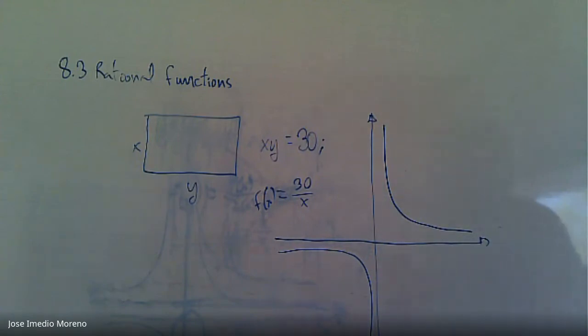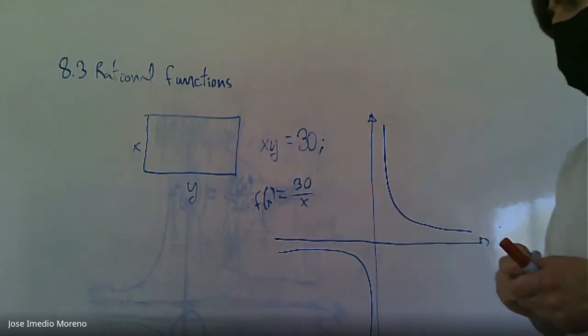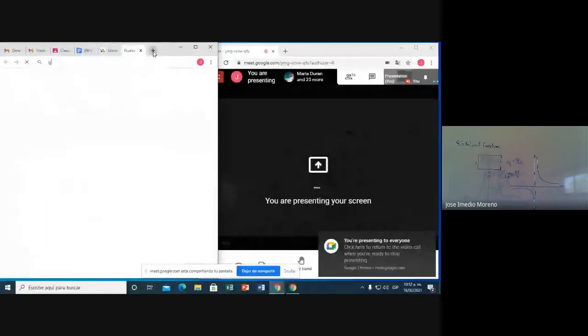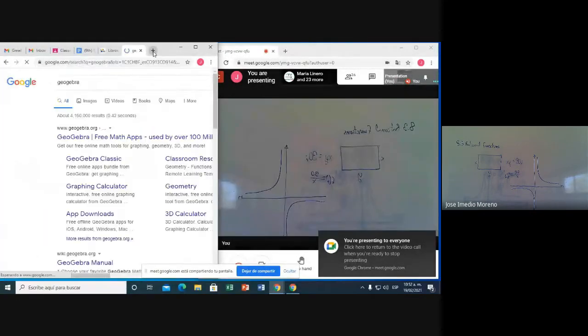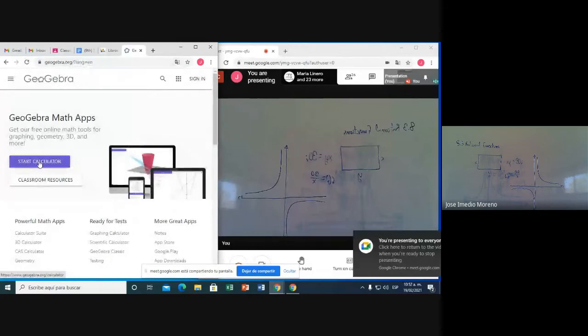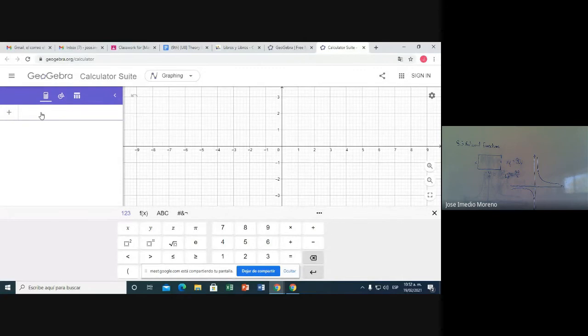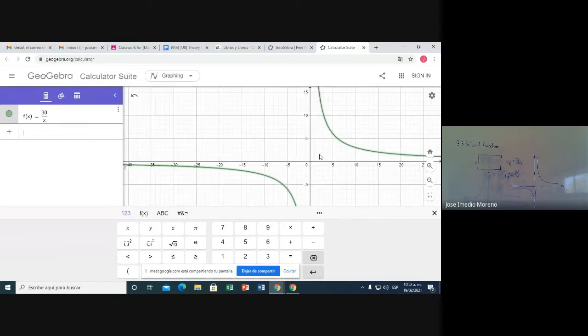Okay, and here I'm going to share my screen and I'm going to use GeoGebra because it's way more visual, it's easier to see that with a more accurate tool. So I'm going to present my whole screen now. And I'm going to plot that function. And this is 30 divided by x. Good. And this is what it looks like.